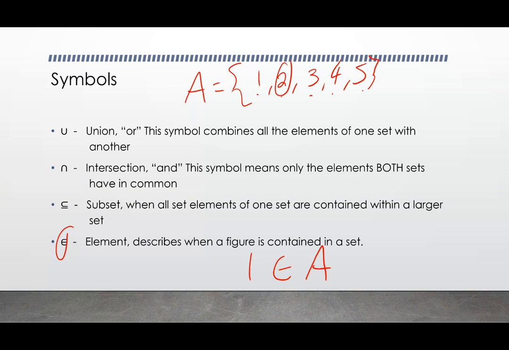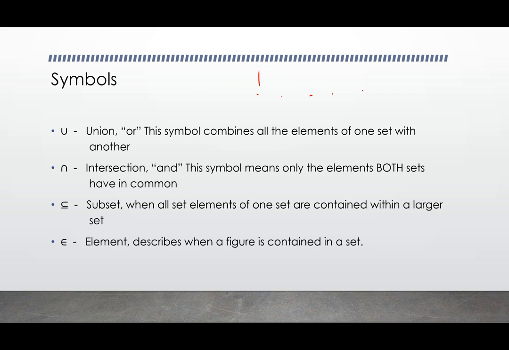2 is also an element in that set A. So 2 is an element of A, right? I can say that for 3, 4, and 5. 3 is an element of A, 4 is an element of A, and 5 is an element of A because those are all in that set. But 6, for example, is not an element of A because 6 is not in the set A. So I would denote that as an E with a little line through it. Okay? So that's what all of these mean.